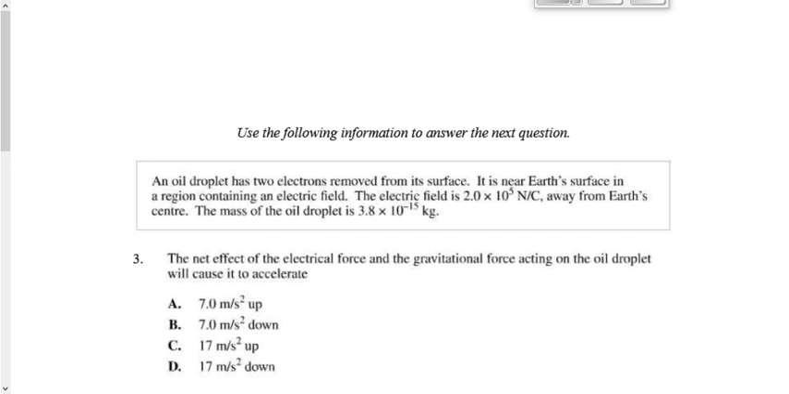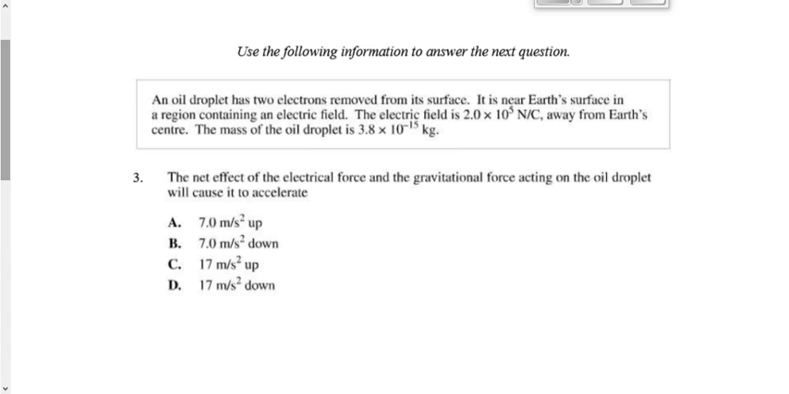I think that was it, wasn't it? Nope, there's more. An oil droplet that has 2 electrons removed from its surface. What does that mean? Charges become what? Positive. It's near the Earth's surface containing an electric field. Here's the electric field. It's 2 times 10 to the 5 upwards. We've got an oil droplet that's positive. We've got a force of gravity that's down. Which way is the electric force?